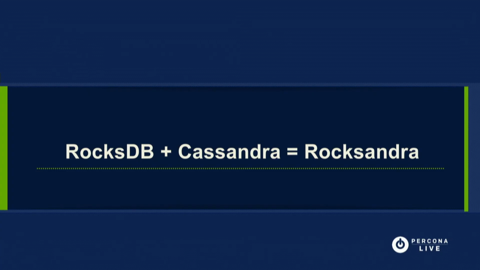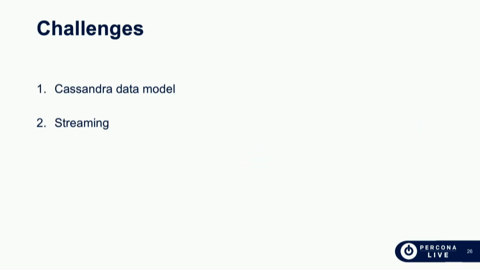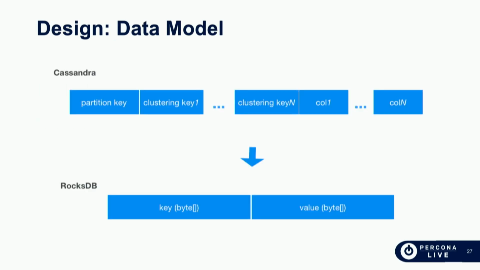So we choose to build the storage engine on top of RocksDB, and we named the project RockSandra. After we finalized the design, there were two main challenges we needed to overcome during the implementation. The first one is how to convert Cassandra's data model on top of RocksDB. The second is to support Cassandra streaming. Let's talk about the data model first.